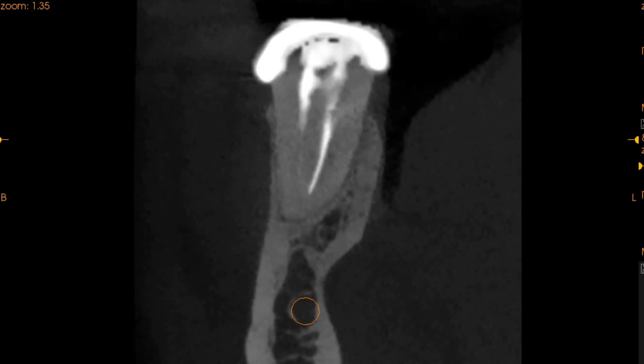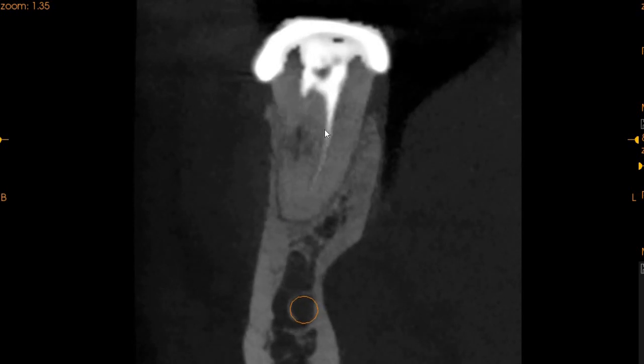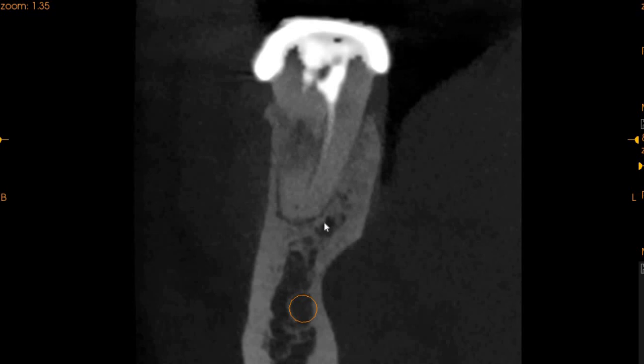The mesiobuccal is short by approximately 2.6 millimeters, and the mesiolingual is short by approximately 2.7 millimeters. We don't see any major radiolucencies. We do, however, see PDL widening around the apex.